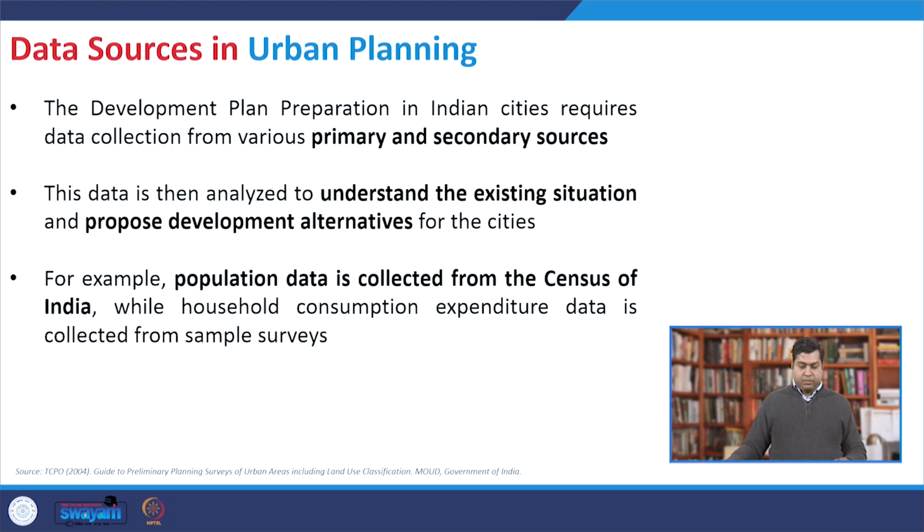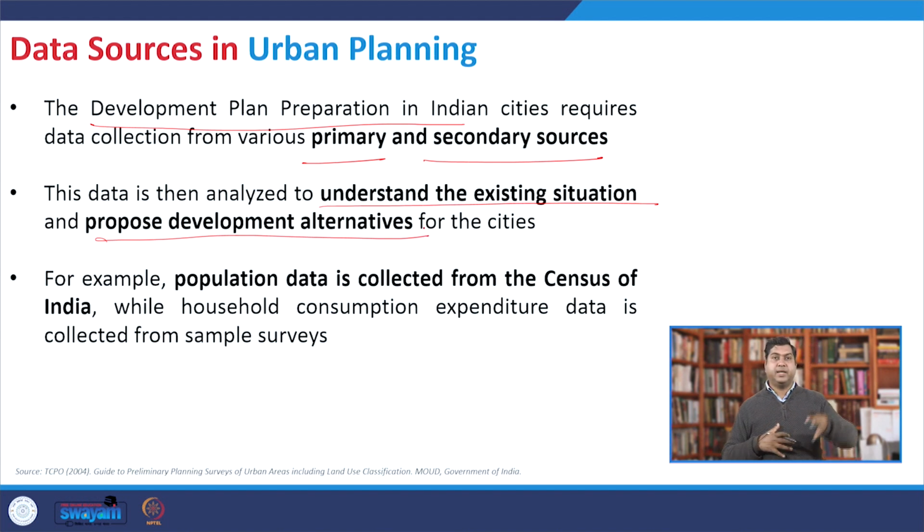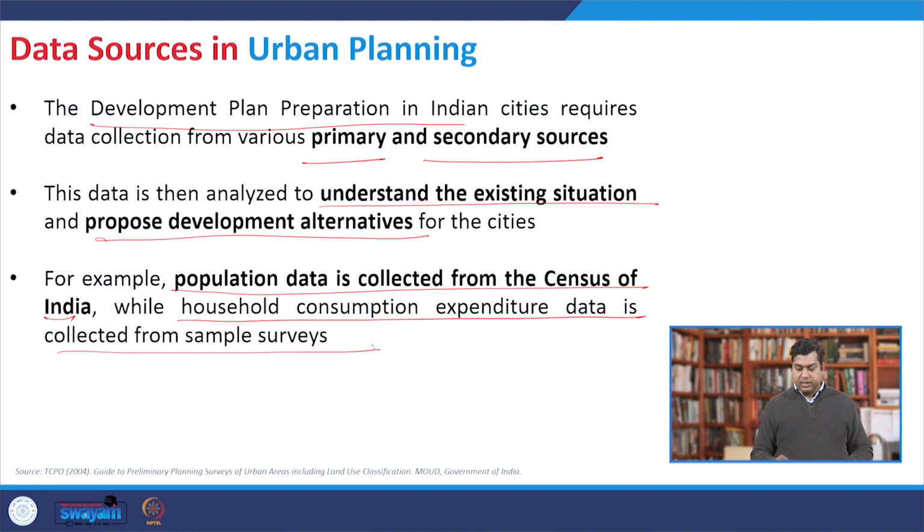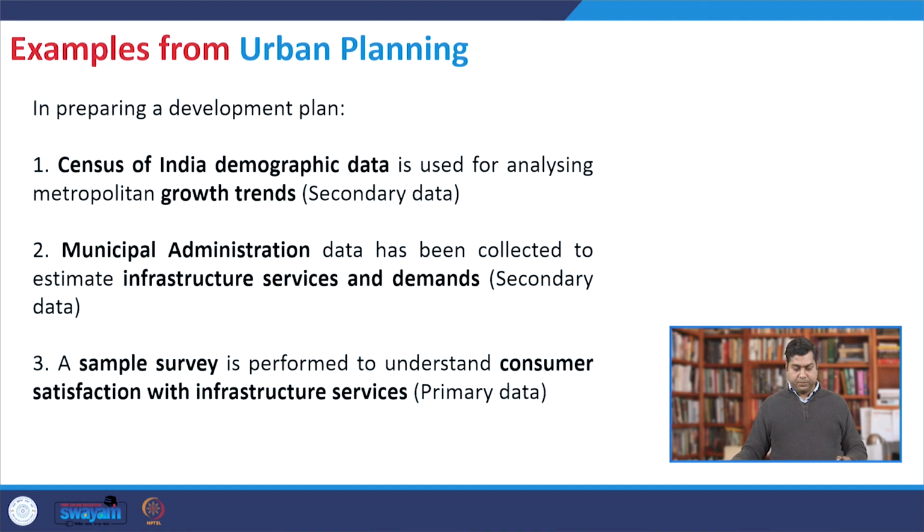Now, data sources in urban planning. Development plan preparation in Indian cities requires data collection from both primary and secondary sources. The collected information is then analyzed to understand the existing situation, propose development alternatives, and identify gaps. For example, population data is collected from the Census of India, while household consumption and expenditure data are calculated from the primary survey, to know what their expenditure is and what infrastructure they have. To assess the infrastructure you need that information as well.